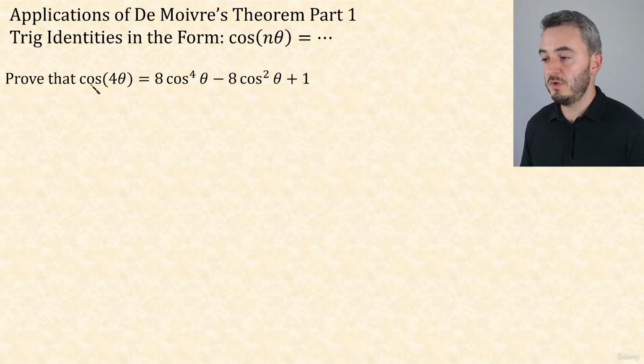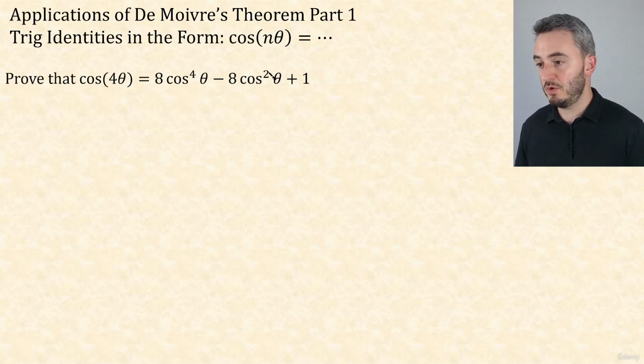We're going to prove, using de Moivre's theorem, that cos 4θ equals 8 cos^4 θ minus 8 cos² θ plus 1. Now, you could do this without de Moivre's theorem. You could use addition formulae and double angle formulae, and expanding, and that would work. But this gives us a really quick way of doing it.